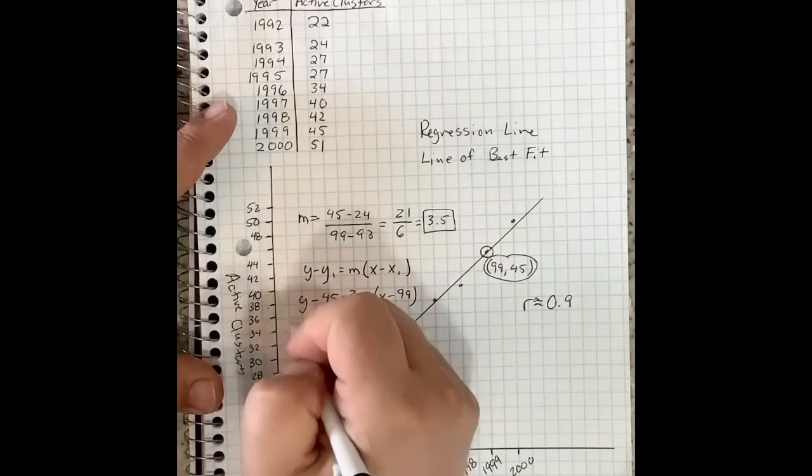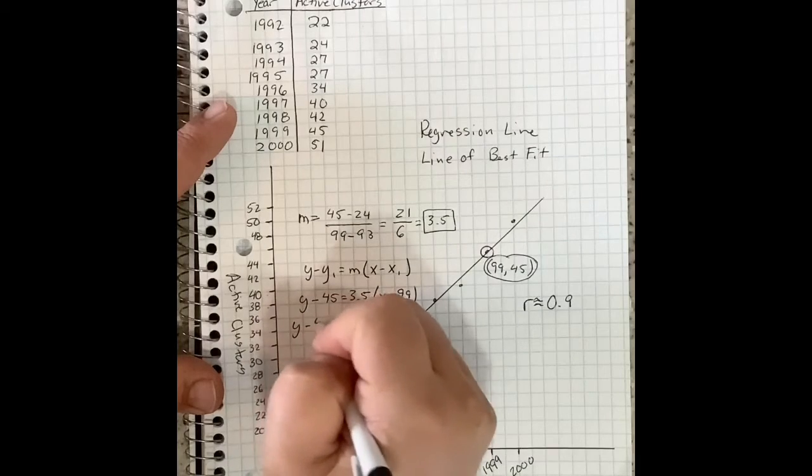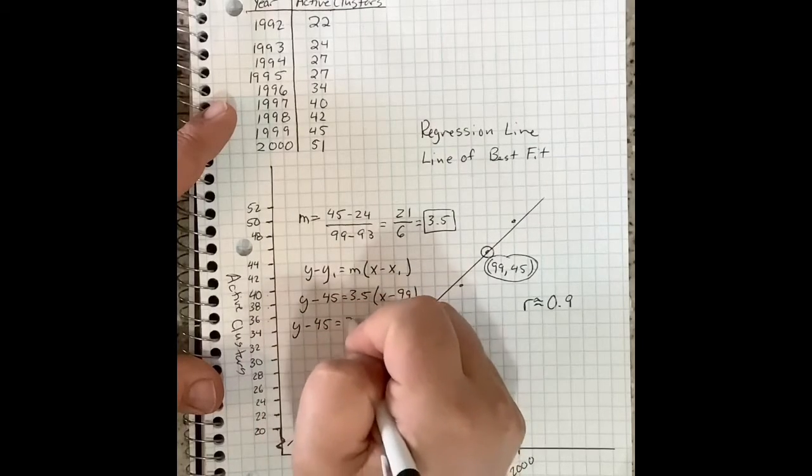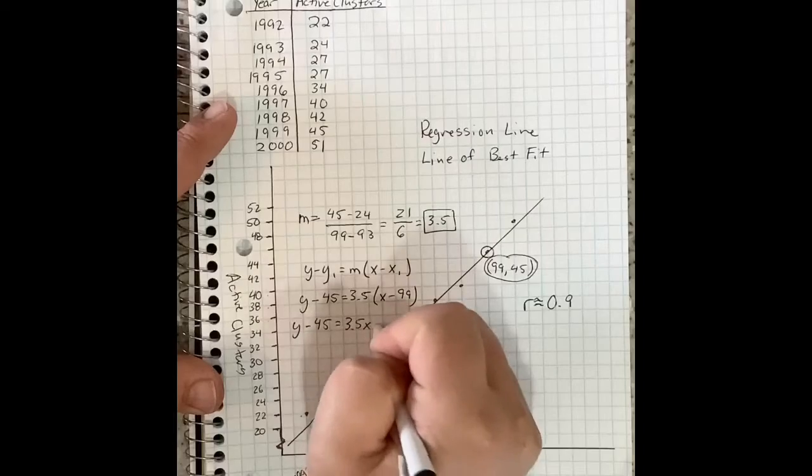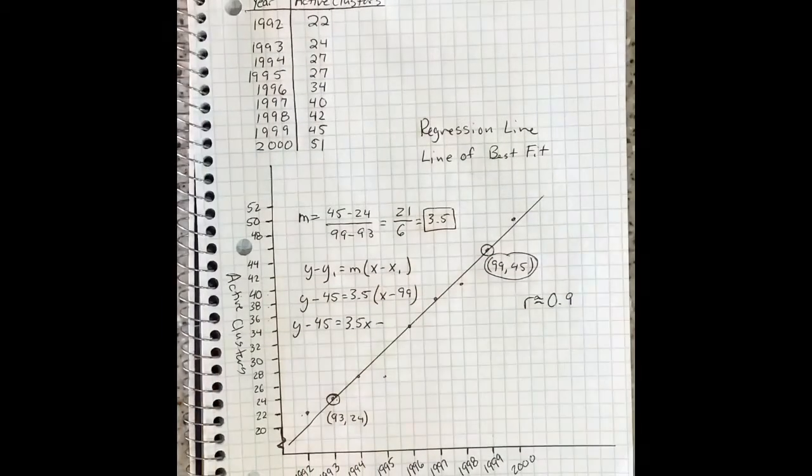Okay, so here we go. y minus 45 equals 3.5x minus 99 times 3.5. And all of a sudden everybody has a million calculators and can't find one. Okay, here we go. 99 times 3.5.